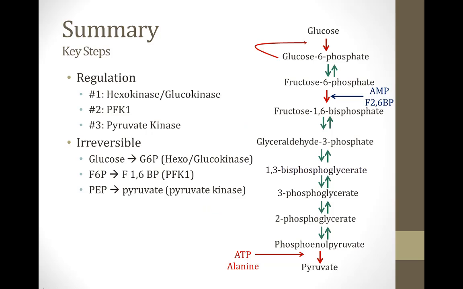I'll finish with a couple of summary slides. Glycolysis is regulated in 3 places, and these 3 places are the irreversible steps. Hexokinase and glucokinase work right here, and that's an important regulatory step for glycolysis. Phosphofructokinase 1 works right here. It is activated by AMP and fructose 2,6-bisphosphate, as I described before. And the third irreversible step is the conversion to pyruvate by pyruvate kinase. This is inhibited by ATP and alanine, as I discussed before. And then I've also listed the 3 irreversible steps here, which are the most important steps for you to remember for step 1 of your boards.